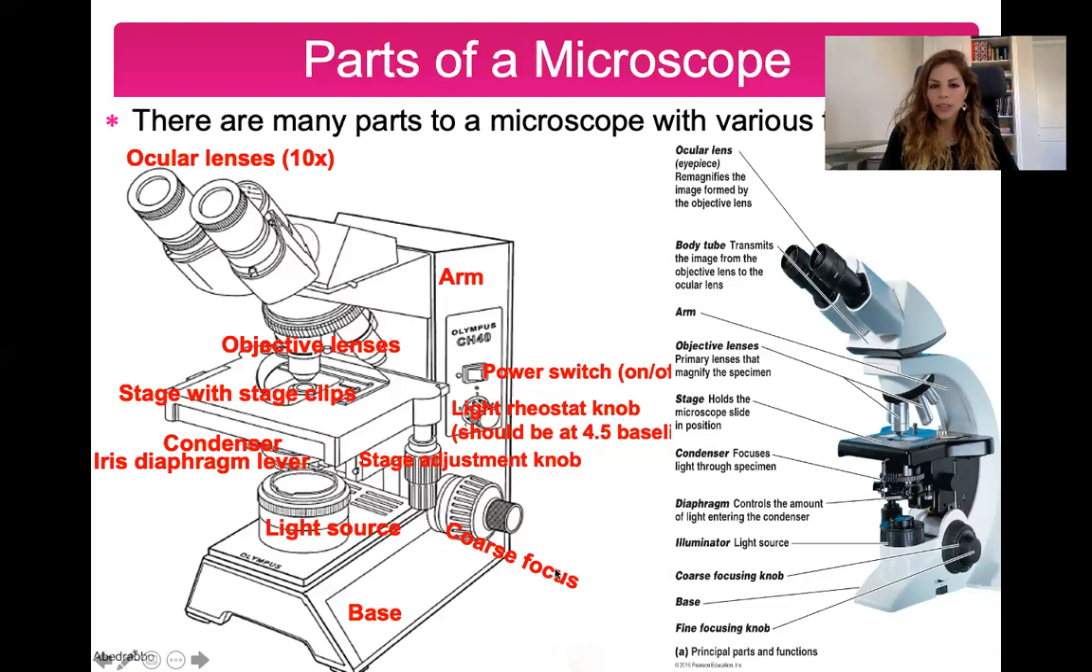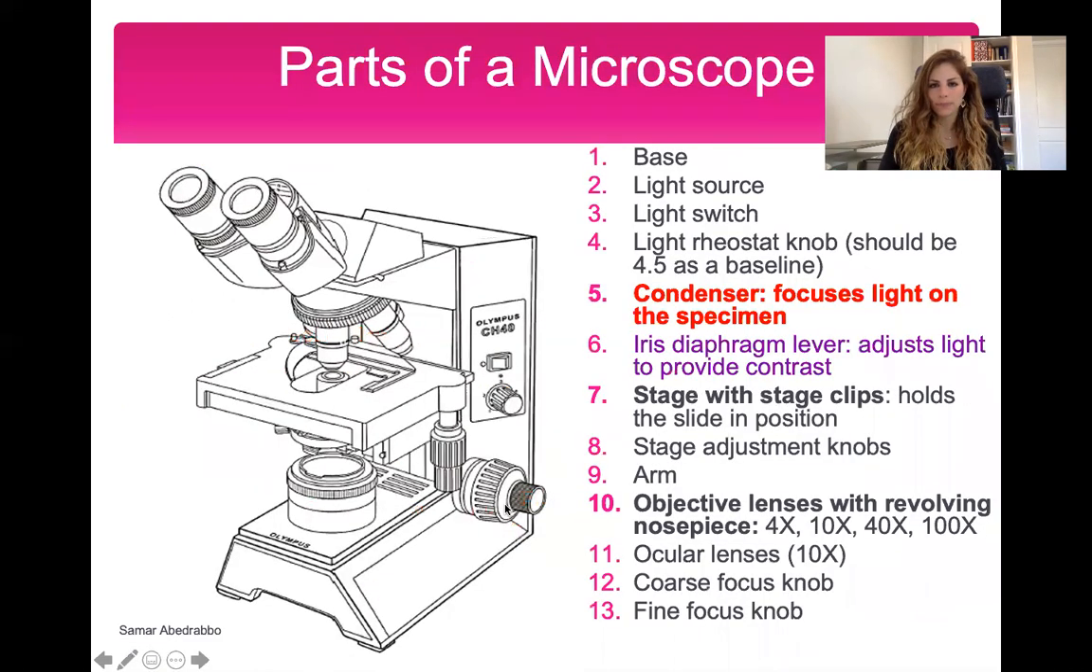And here's the coarse focus knob. The coarse focus knobs are on the sides of the microscope. They help the stage go up and down. The fine focus knob also makes the stage go up and down, but at a very fine level. So when your objective lens is so close to your slide and you don't want to smash it, when you're using high objective lenses such as 40x and 100x, you're only going to be focusing using the fine focus.